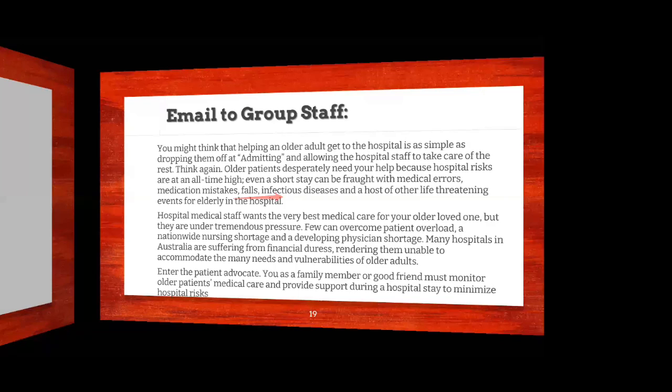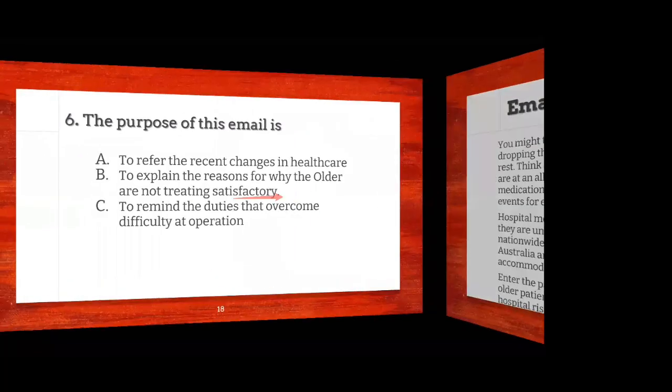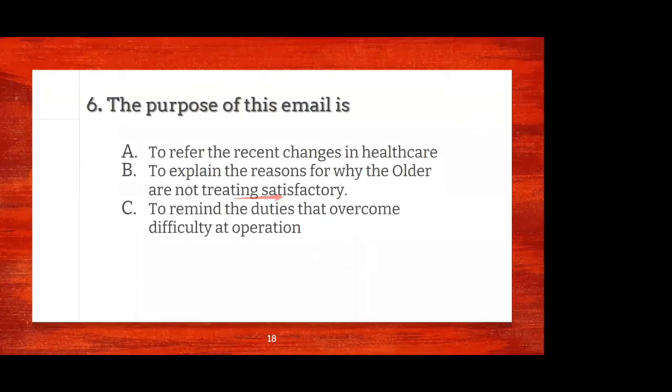Okay, so when we compare B and C, what is the purpose of this email? That is the question. The purpose is not B, because they are sending it to the staff group itself. Obviously, an email won't be sent to explain why you are not treating older people satisfactorily, because they do not have adequate amenities, or the situation is not good for them to treat satisfactorily. That is the reason.